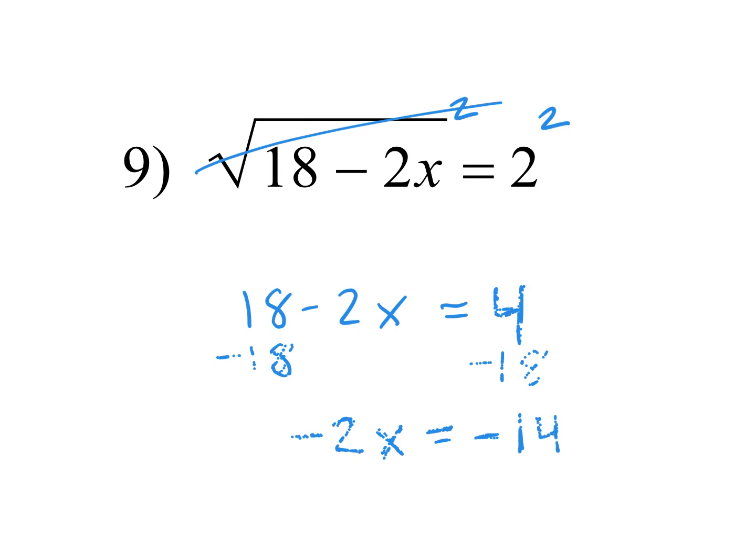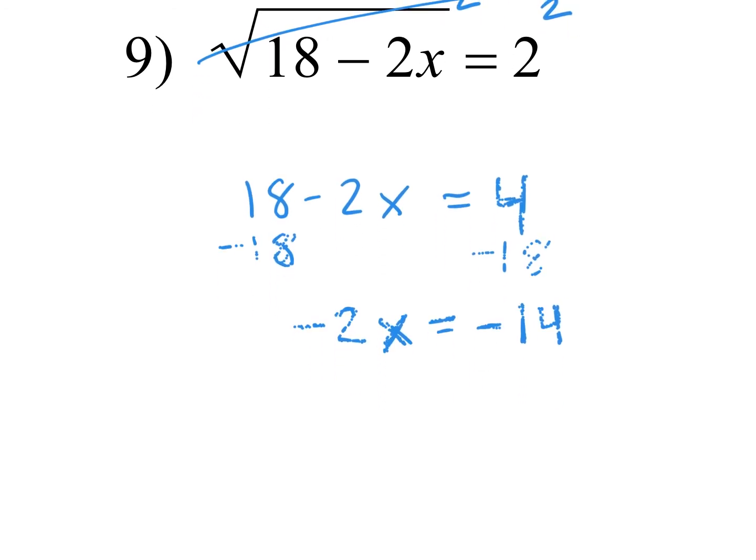And then what should we do next? Anybody on Zoom, what should we do next? Divide by 2. Just 2? Negative. Divide by negative 2. So what do we get for x? 7. Positive 7 or negative 7? Positive, because a negative divided by a negative is a positive.